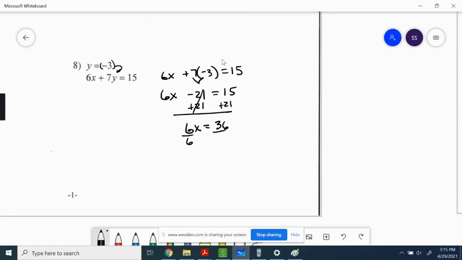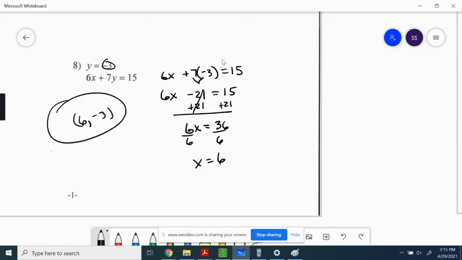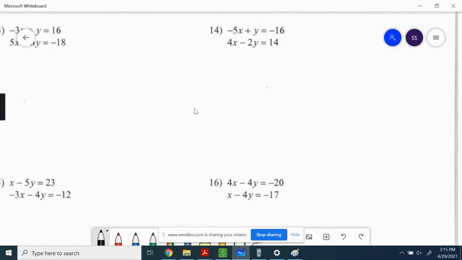And divide by 6 on both sides. X is equal to 6. Again, we want to write this as an ordered pair. We already know our y value, so it's going to be x is 6, y is -3. There we go. All right, moving on to the back page here.